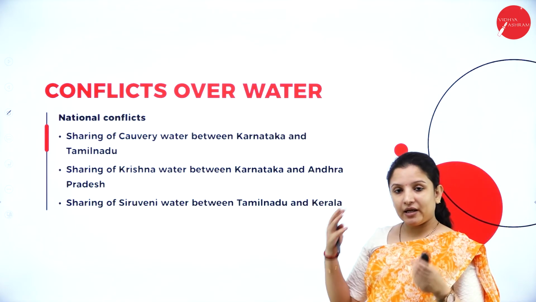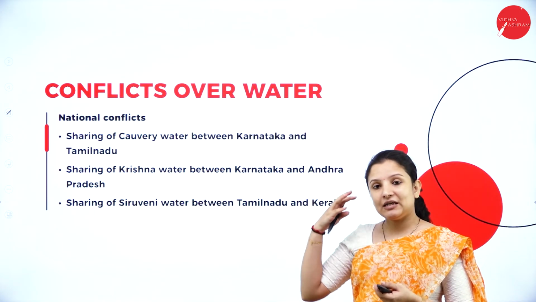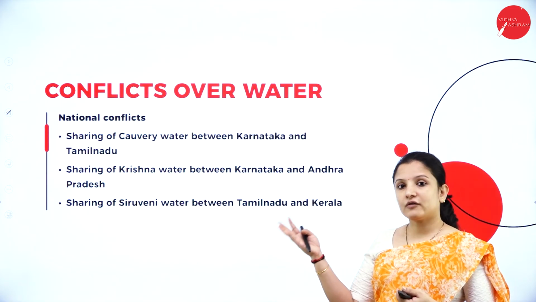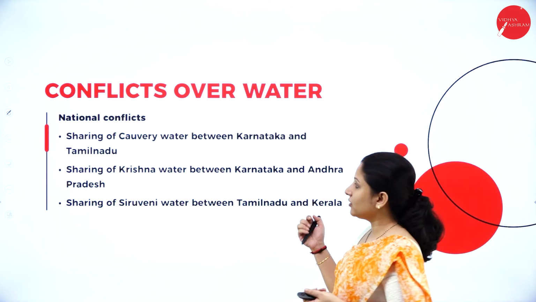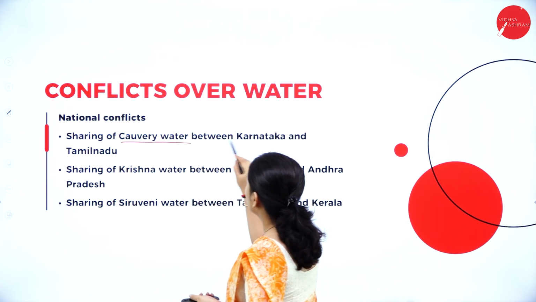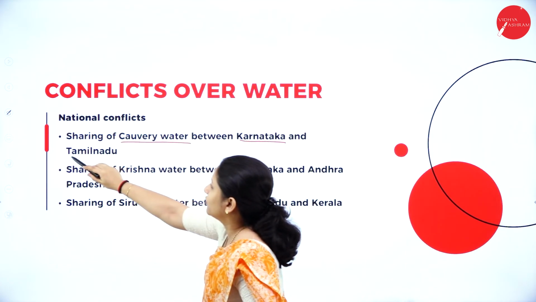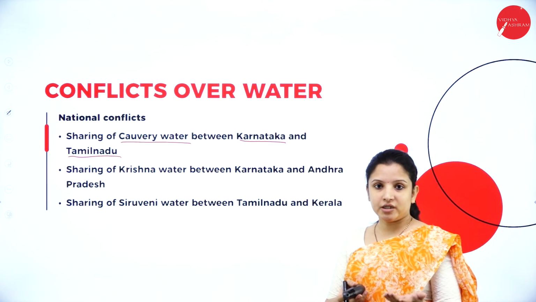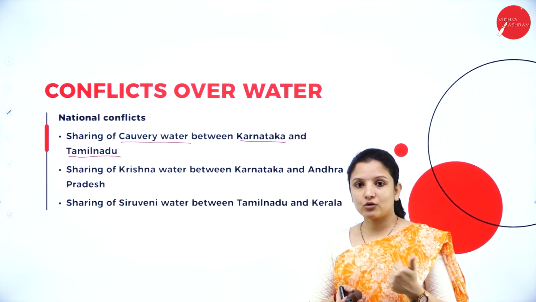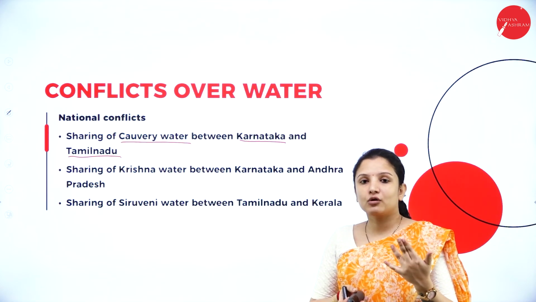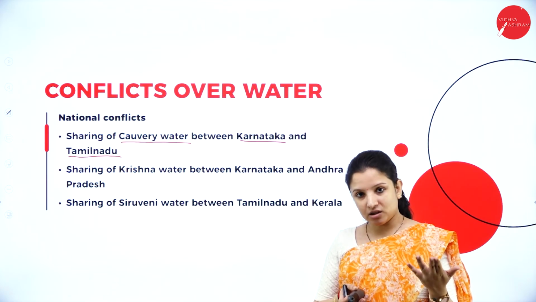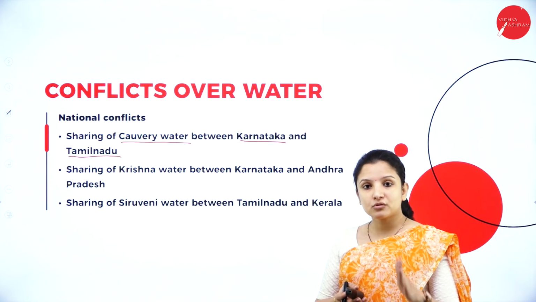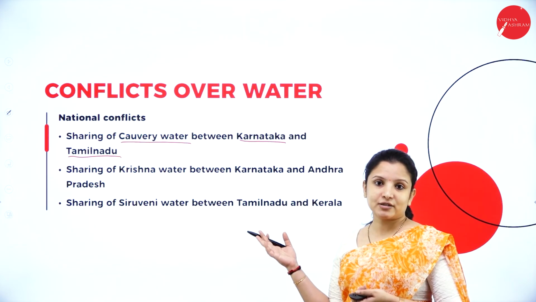One of the main national conflicts that we keep hearing about every year is the Kaveri conflict, right? Conflict for the water of river Kaveri between Karnataka and Tamil Nadu. Tamil Nadu actually grows crops throughout the year. It is not like how we grow crops in Karnataka. They don't grow crops in a particular season. They grow crops throughout the year. And I told you, growing crops throughout the year will obviously cause scarcity of water.